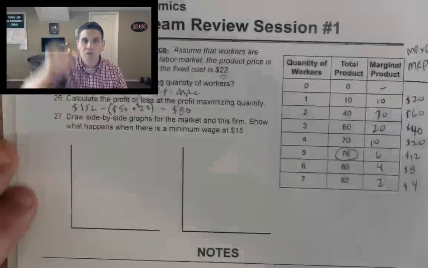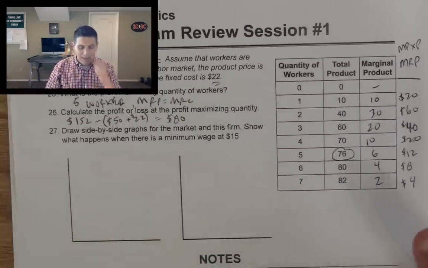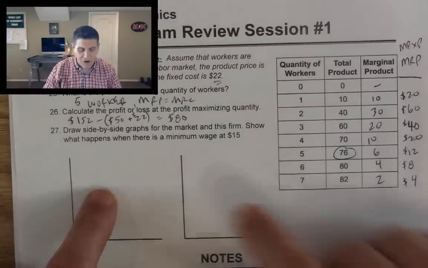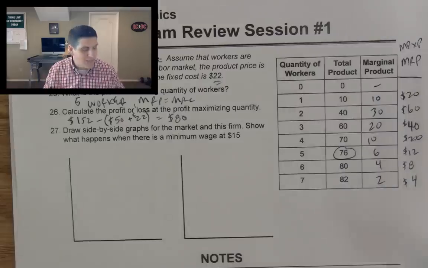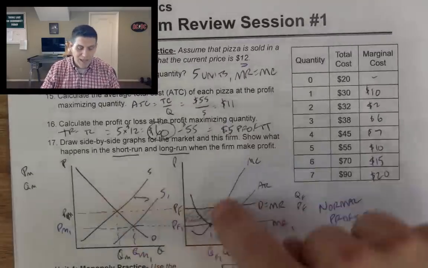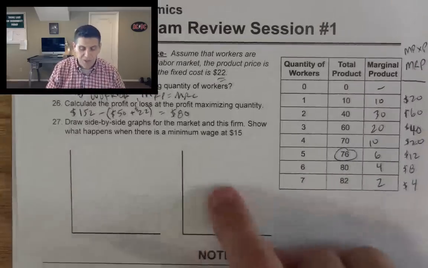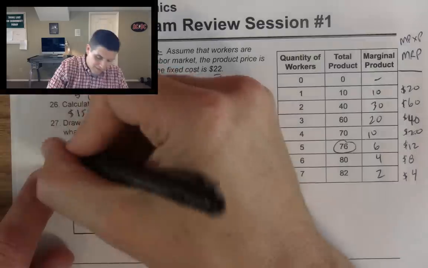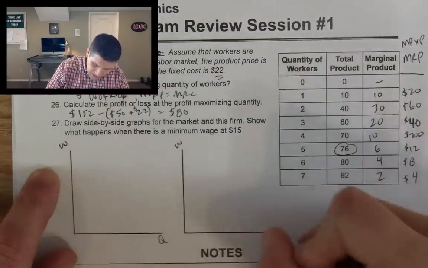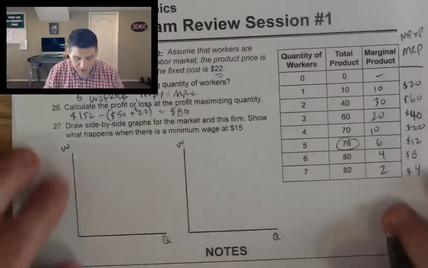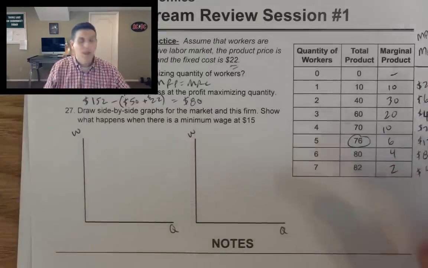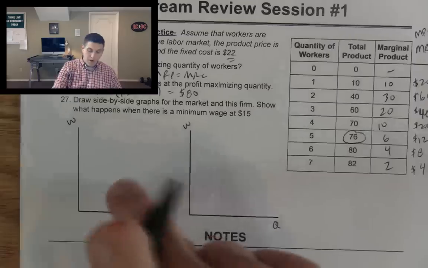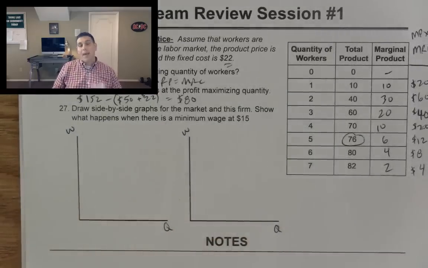Okay, now we're switching to graph mode, and we're going to draw side-by-side graphs. It says draw side-by-side graphs for a market and a firm. Show what happens when there's a minimum wage of $15. I want you to draw, just like we did before with perfect competition in the product market, perfect competition in the resource market. And this one we have wage, quantity, and quantity. Leave off all the numbers, so don't have wage $10, but just keep it W1 and stuff like that. So go ahead and label what it looks like, a market and a firm, and then show what happens with a minimum wage on that graph. Okay, go for it.